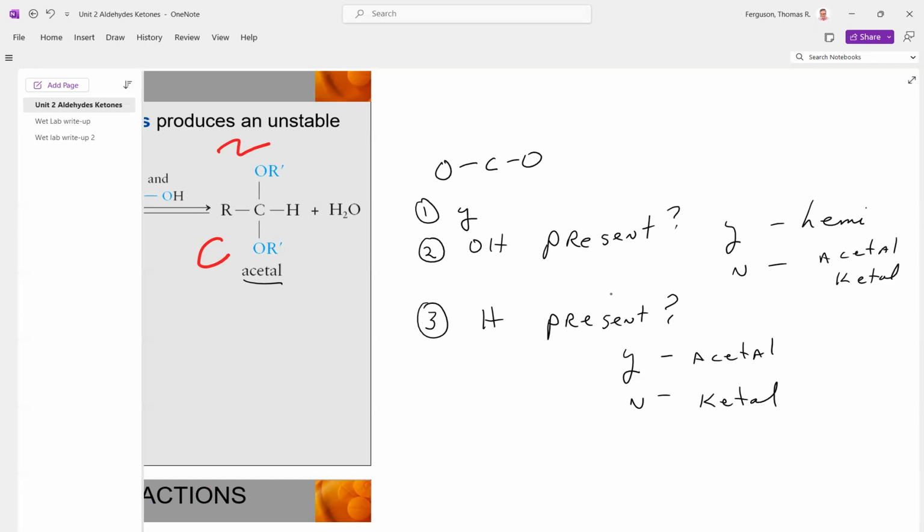Okay, so you've got the OCO test. So yes or no. If it's yes, then it's one of the four: hemiacetal, hemiketal, ketal, or acetal. Number two, is there an OH present on that carbon? If there is, then it's a hemi something. If not, then it's an acetal or a ketal. Number three, is there a hydrogen present on that carbon? If yes, then it's an acetal, either hemiacetal or acetal. If no, then it's a hemiketal or a ketal.